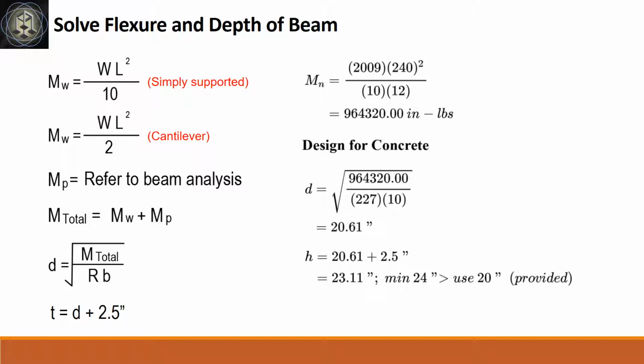With a total load of 2009 pounds per foot and 20 feet beam length, the moment is 964,320 inch-pounds. The effective depth is 20.61 inches, and total beam depth is 23.11 inches. We provide 20 inches as beam depth, less than the balance depth. Therefore, we will proceed to doubly reinforced beam design.